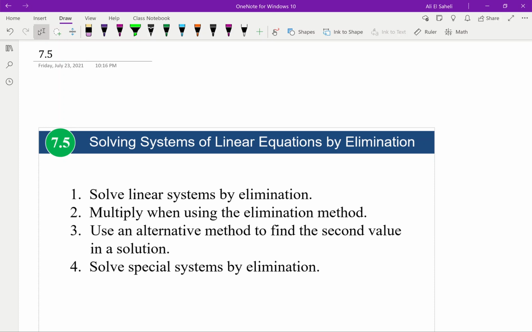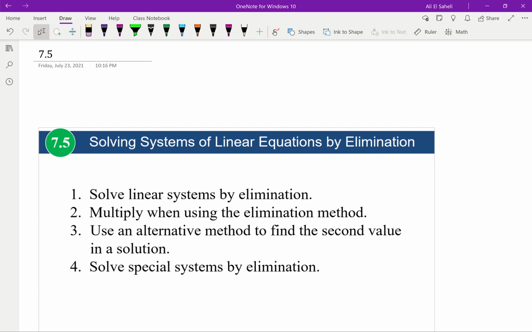In this section, we will discuss a method for solving systems of linear equations called elimination. Actually, it's called Gaussian elimination, after the German mathematician Gauss. He was the first one to use this method. He developed this method.